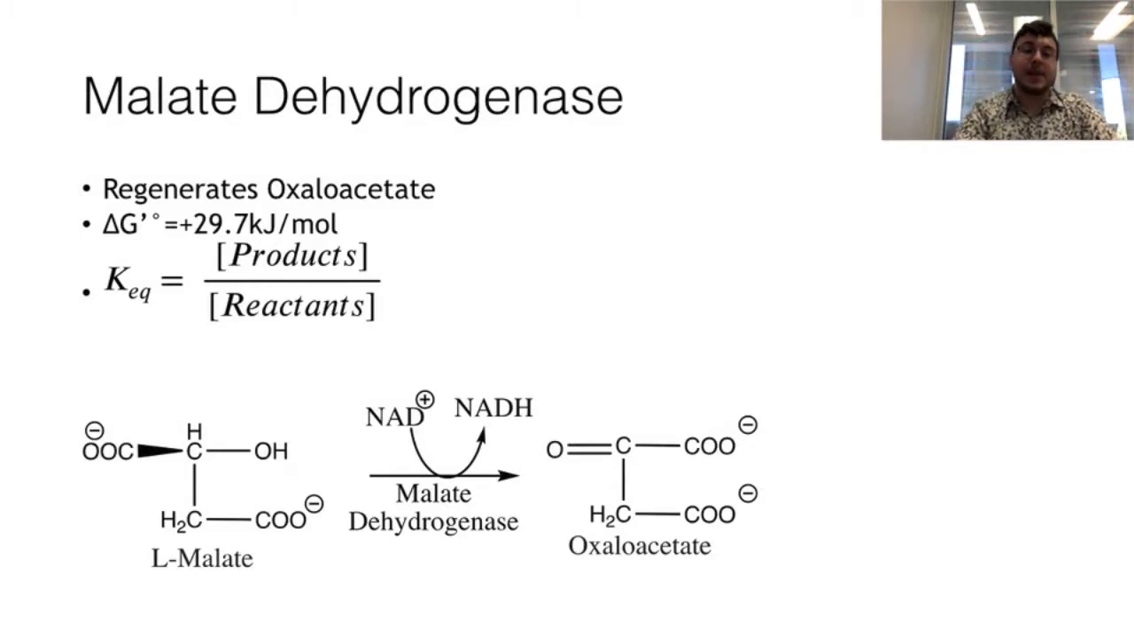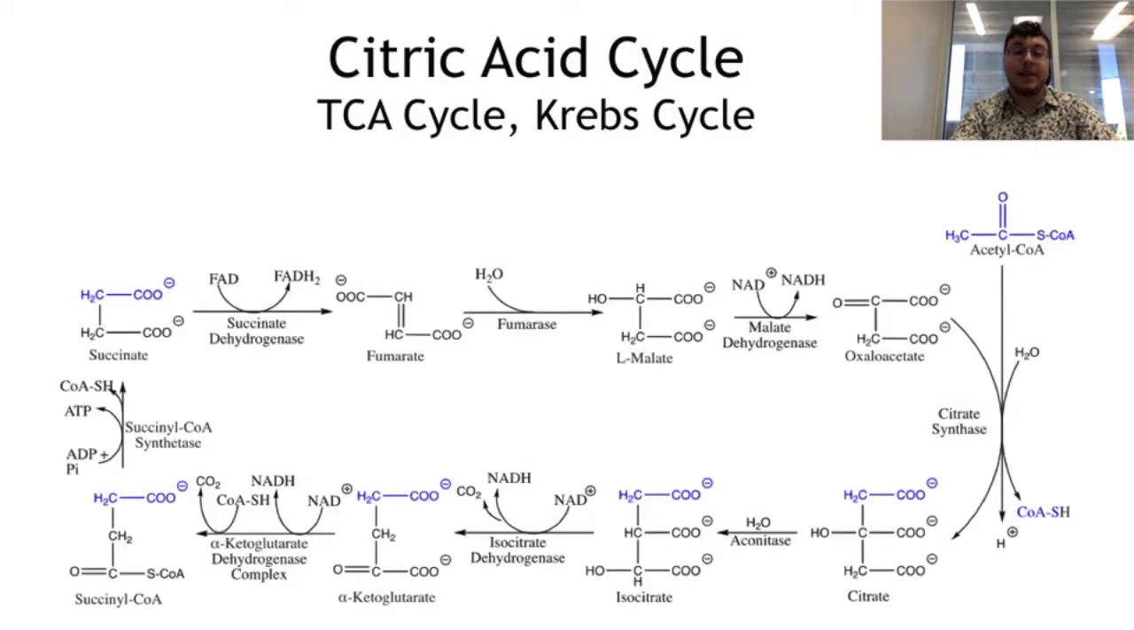NAD+ is reduced to NADH, and electrons come from the hydroxyl group, which was just added in the previous step. This reaction is really important since it regenerates oxaloacetate at the starting point of this cycle. So now that the cycle has regenerated oxaloacetate, it's ready to begin the cycle again.